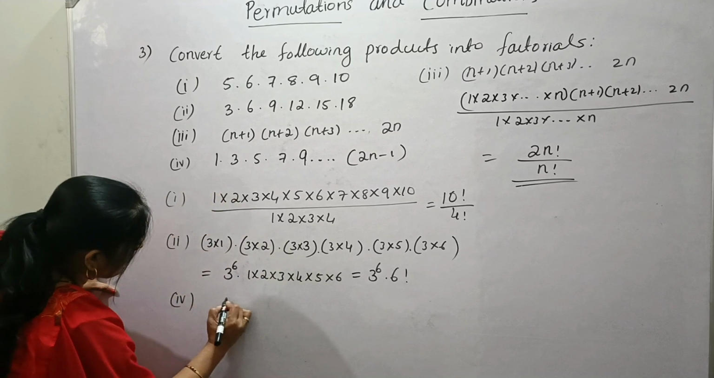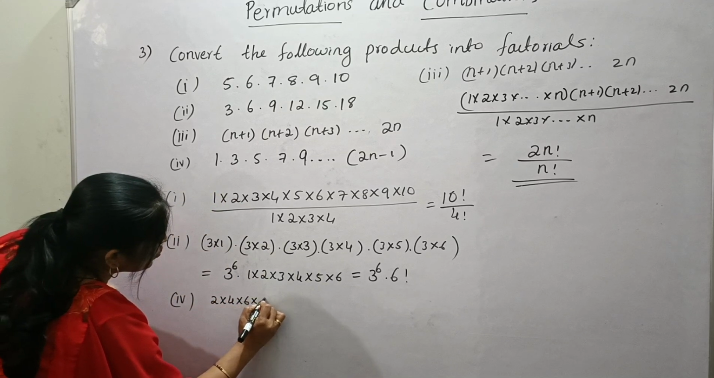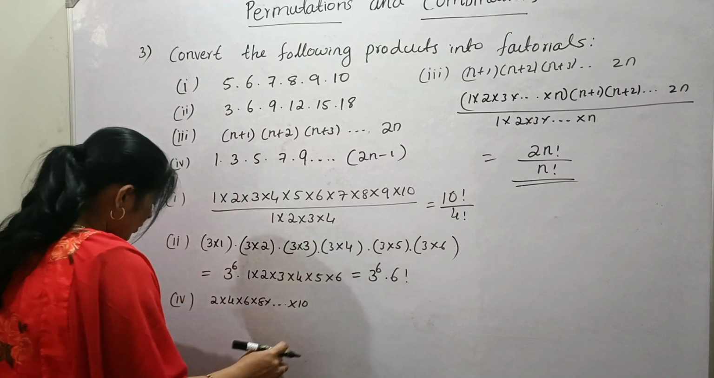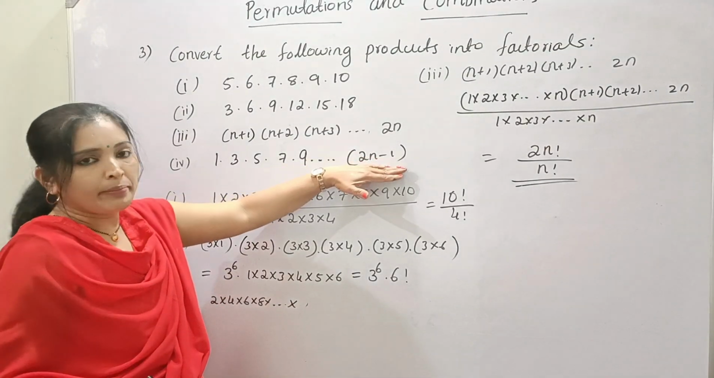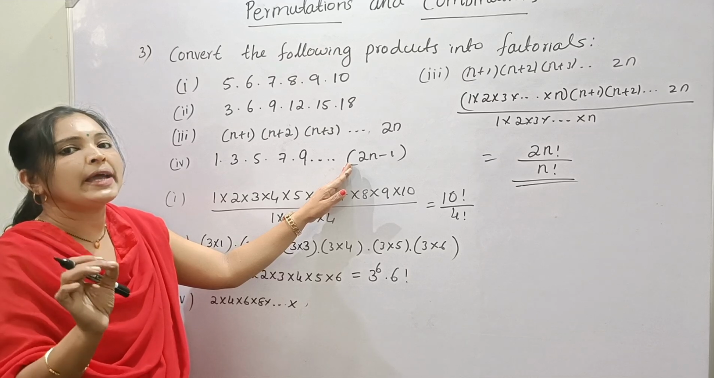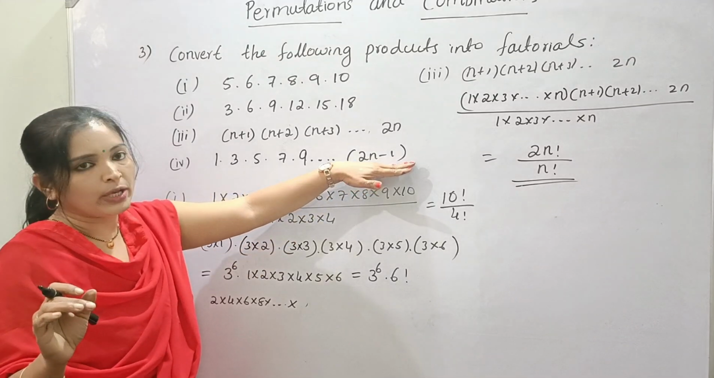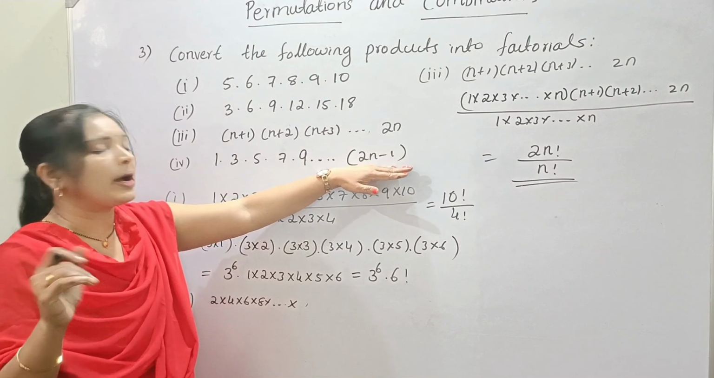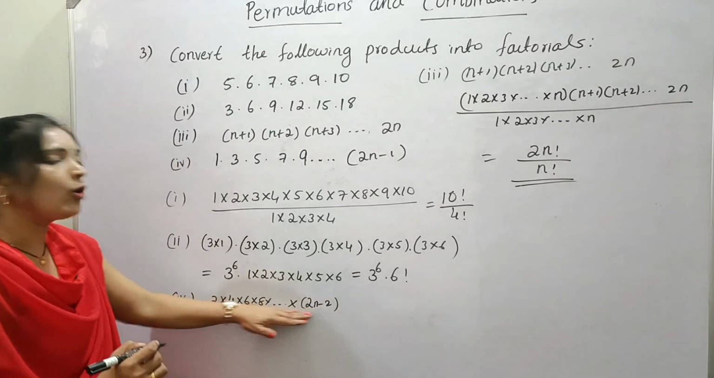Let us multiply even numbers, that is 2 into 4 into 6 into 8 into etc. up to, not 10. See, up to where? Here it is 2n minus 1. Okay, so the previous number is 2n minus 2. Okay, even number 2n minus 2. It is 2n minus 1, that is an odd number. So the previous even number is 2n minus 2. So up to here we have multiplied.